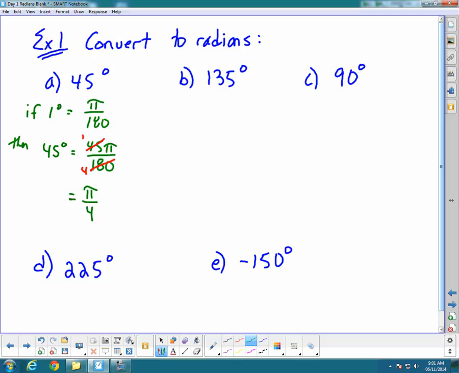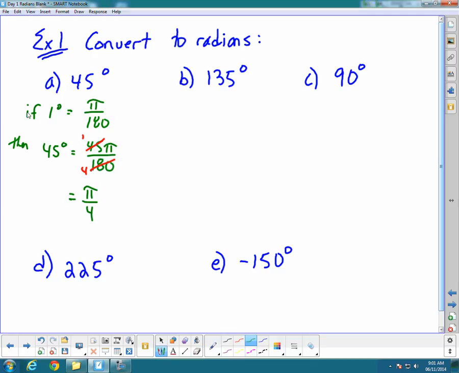Which kind of makes sense if you think of 45 degrees compared to 180. 45 degrees is smaller than 180, so it's a fraction of 180. And in fact, it's exactly 1/4 of 180. So we could have written it like this. We could have said it's 1/4 pi, but we don't use that notation. We just sort of say it's pi over 4. So it's pi divided by 4. Okay?